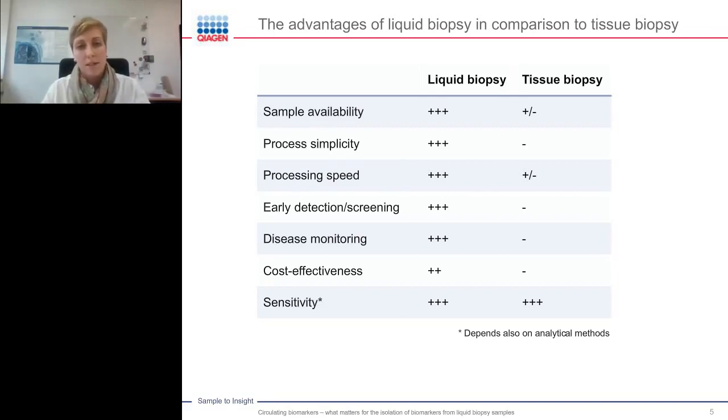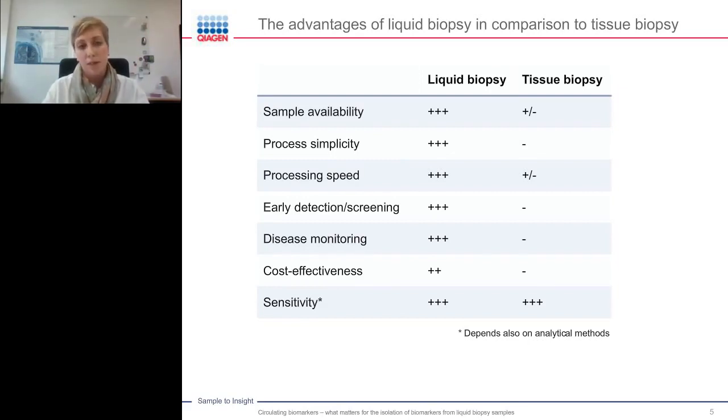In terms of the sensitivity, there is still a little bit of discussion in the field, and the sensitivity of these technologies clearly depends also on the analytical methods that are used. However, now, especially with methods like next-generation sequencing or digital PCR, the sensitivity is really high enough to detect all sorts of mutations from a liquid biopsy sample.